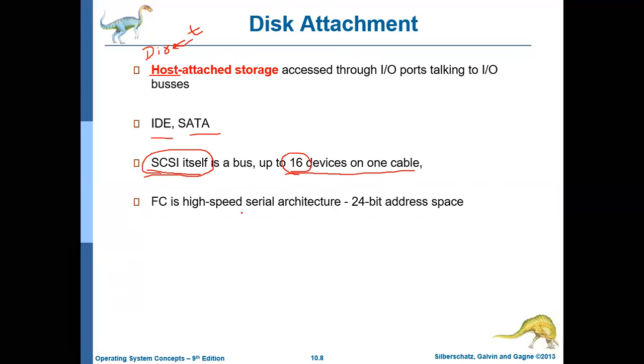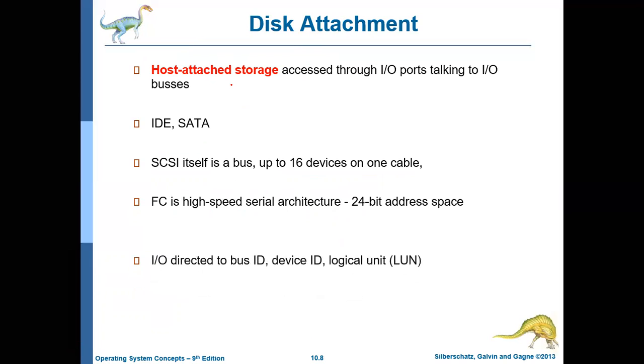And the more advanced technology is called FC, which is Fibre Channel. It is a high speed serial architecture, which supports a 24-bit address space. The size of the address bus is 24-bit, so you can access 2 to the power 24 locations with this size of address. So this is how the direct attached storage works.